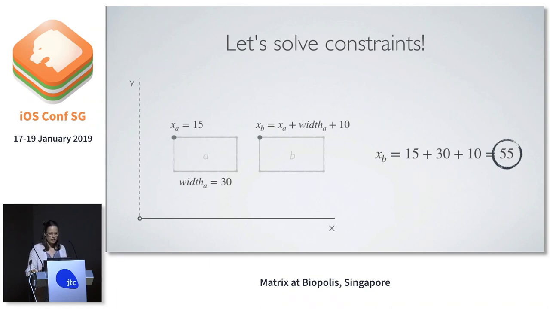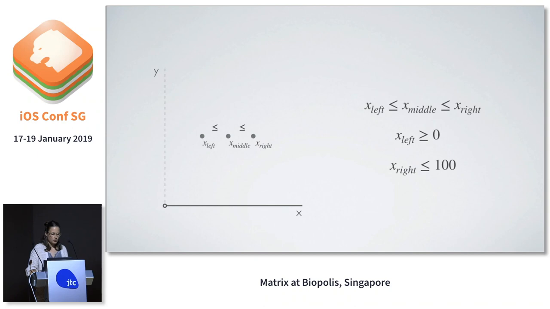Obviously, there are more complicated examples. And then I wanted to switch up and show you a tiny bit more complicated example so we can use the Cassowary algorithm to figure this out. So here, I'm losing the views. We are just focusing on points and x coordinates. There are three points: one in the middle, one on the left, and one on the right. And we have an order to these points. The left point should be less than or equal to the middle point, and the middle point should be less than or equal to the right point. Also, the left point should be greater than or equal to zero, and the right point should be 100 tops.